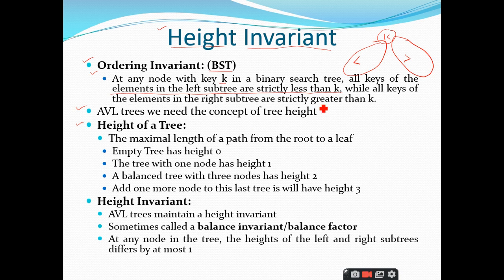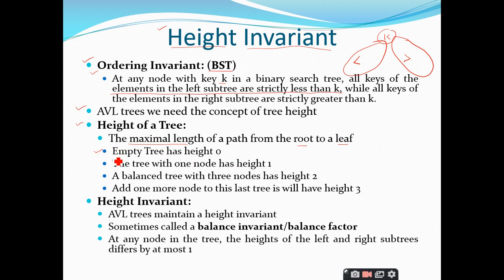So what is the leaf node? You know. What is the root node? You know. So what is the maximum path? How many edges are there between the root and the leaf that is present at the longest distance? That is called the maximum length. So that is the height of the tree.